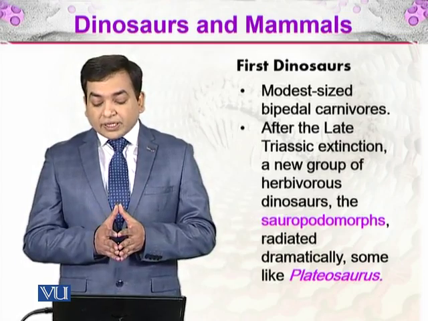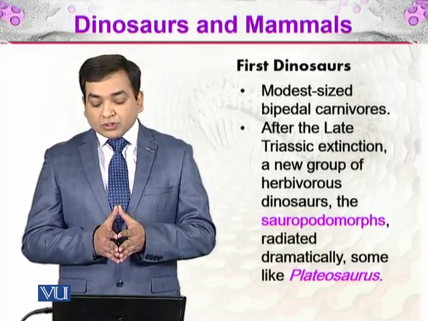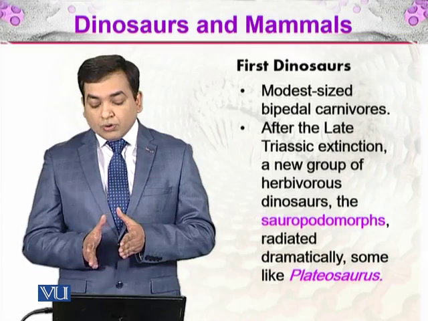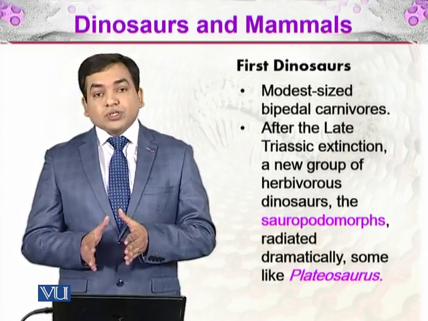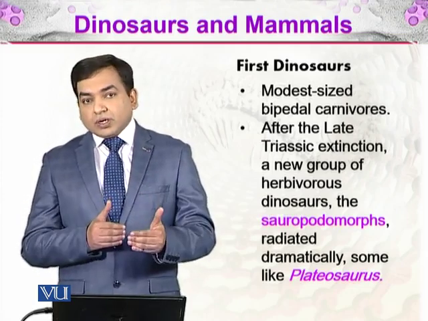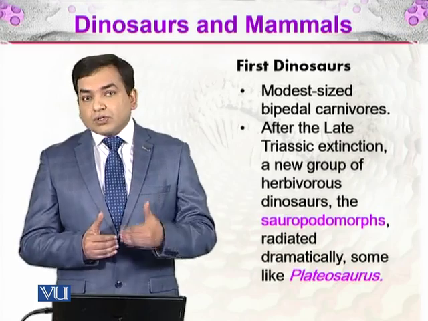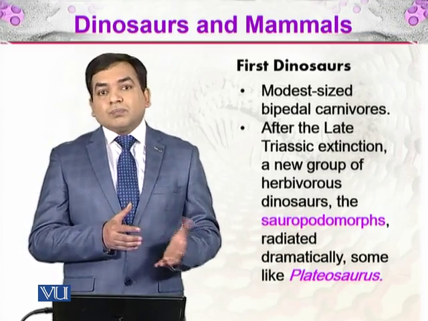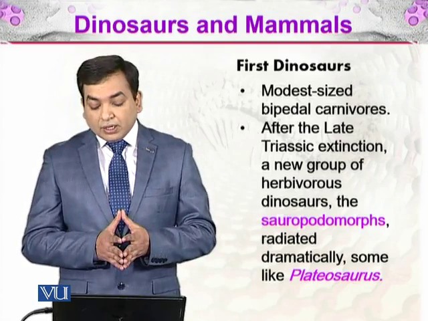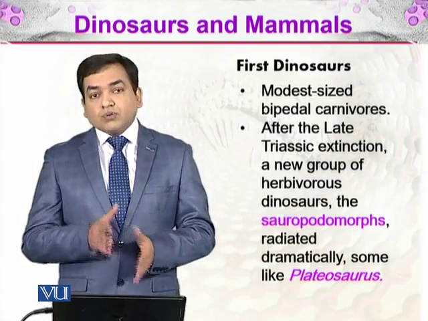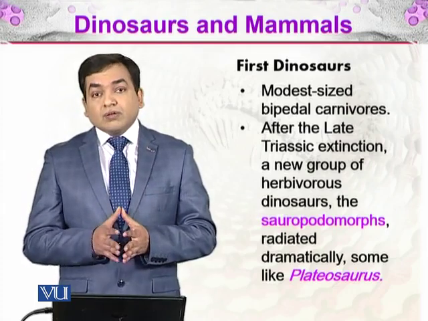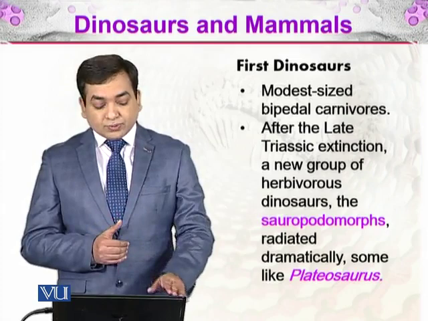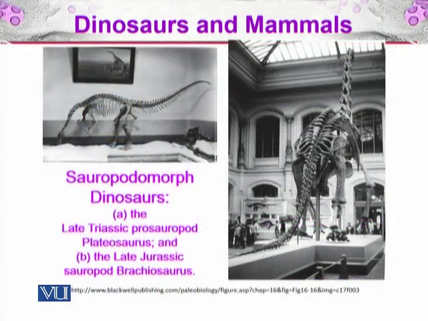After the late Triassic extinction, a new group of herbivore dinosaurs, the sauropodomorphs, radiated dramatically, some like Plateosaurus. So first they were the carnivores, and then there were some herbivores which were feeding on plants, and they were called the sauropodomorphs. We will be discussing that, and they radiated dramatically, and one of them is Plateosaurus.